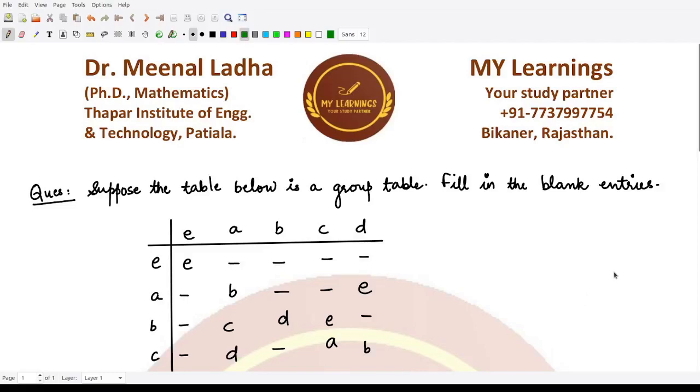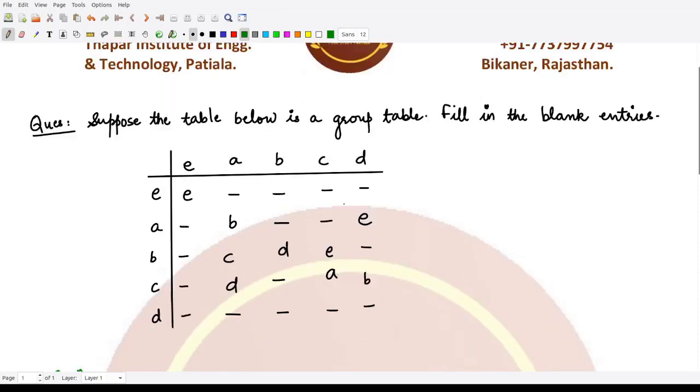In this video, we are given a question: a table is given below which is the group table for some group, and we need to fill in the blank entries. Here you can clearly see we have 5 distinct elements, which are E, A, B, C, D, right? These elements head the different columns and the different rows. So let's see how we can perform this.